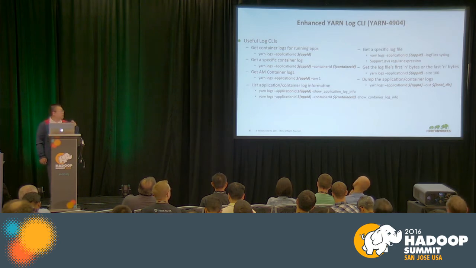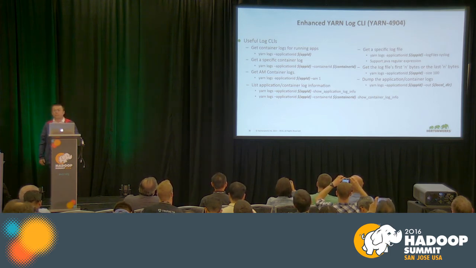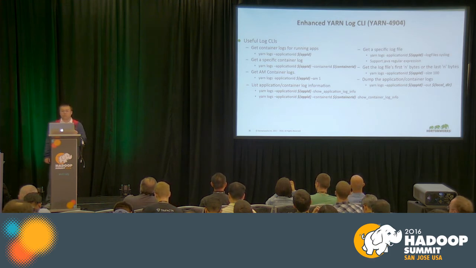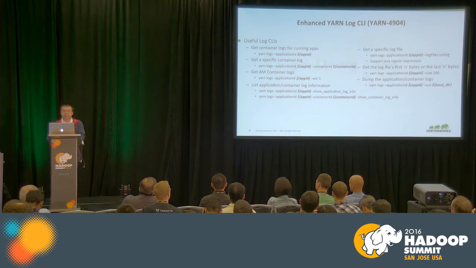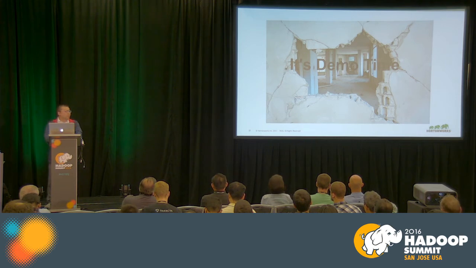We also provide some log information commands, such as show application log info. It will tell us the current state of the application and all the container IDs for this application. There is another one called show container log info. It will tell us the log file names generated by this container. Next, I would like to demo in a live cluster to show some of the YARN log commands.